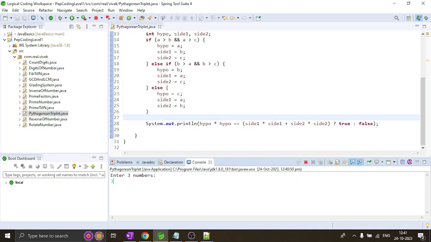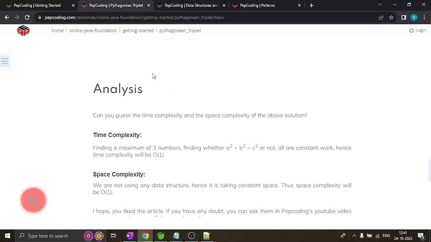Let's see for the numbers 3, 4, and 5, right? True. Because 3 square is 9, 4 square is 16, 9 plus 16 is 25, which is 5 square. And if we give something like 3, 3, 4, it prints false because 9 plus 9 is 18, and 18 is not equal to 16, right? So that was all about this problem. So next, move to the next one.